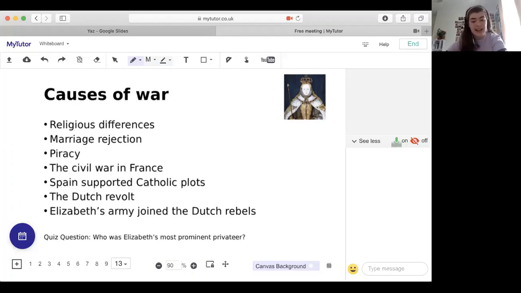And finally, Elizabeth's army joined the Dutch rebels. Elizabeth sent an army under Robert Dudley to fight the rebels. The Dutch rebels helped them fight Spain. So for the first time, the English and Spanish armies were actually directly fighting each other. So this is where you get the beginning, the sort of seeds of the actual war.